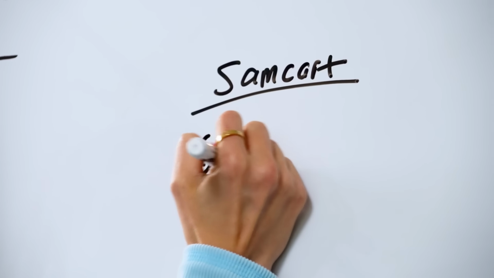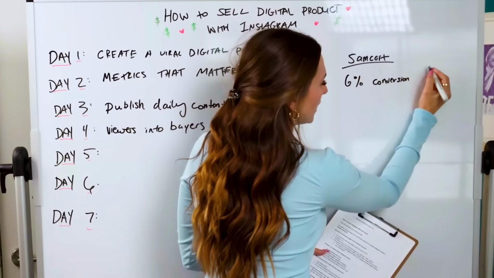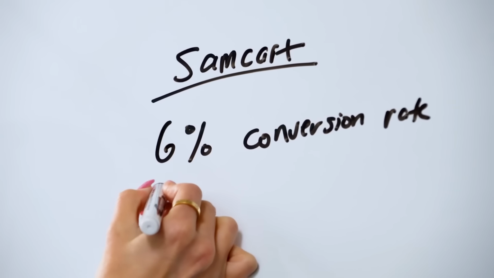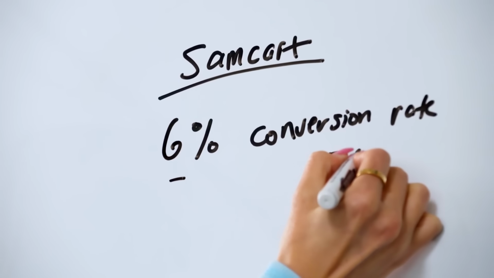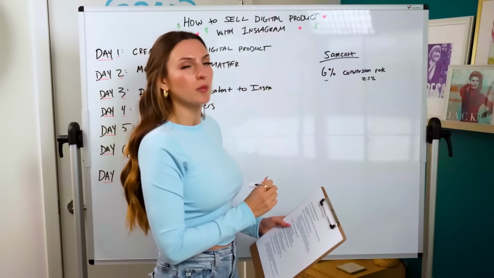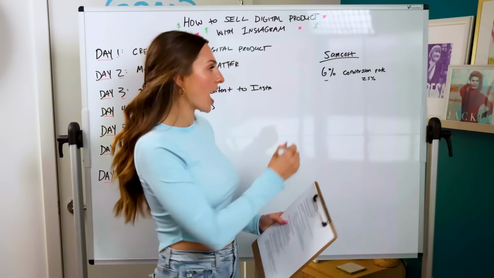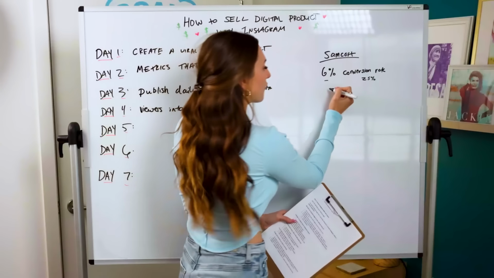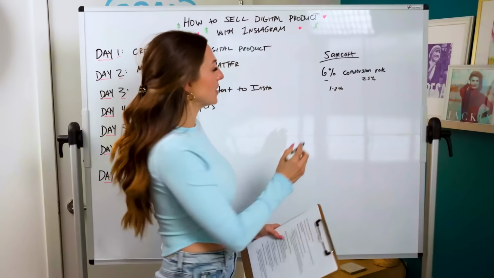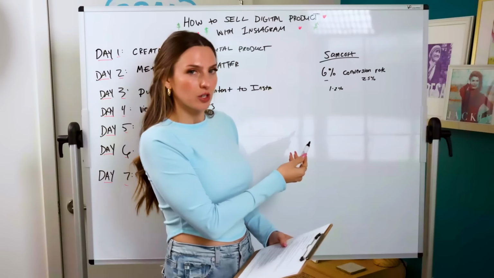My average conversion rate is 6%, meaning if 100 people go to my checkout page, 6 people will buy. Some of my pages are as high as 25% on Samhart, meaning if 100 people go to my checkout page and it's built on Samhart, I can make up to 25 sales out of those 100 people. The average is 1 to 2%. That's bad. That means if 100 people go to your checkout page, you might only get 1 or 2 sales.